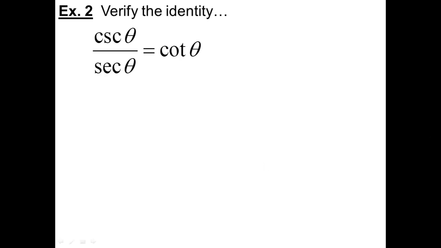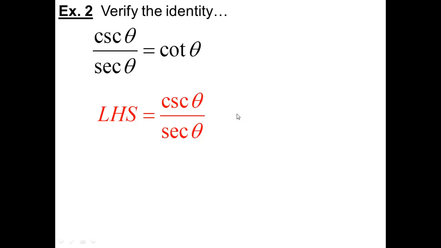Let's look at example 2. Once again, I'll start with the left-hand side. Cosecant over secant. My goal is to convert it to cotangent. Now, keeping the target in mind, cotangent is really cosine over sine. Secant and cosecant are directly related to cosine and sine by reciprocals. So what I can do here is realize, well, cosecant is really 1 over sine. Secant is really 1 over cosine. And when I have a fraction divided by a fraction, I can keep it, change it, flip it in order to clean up the fractions.